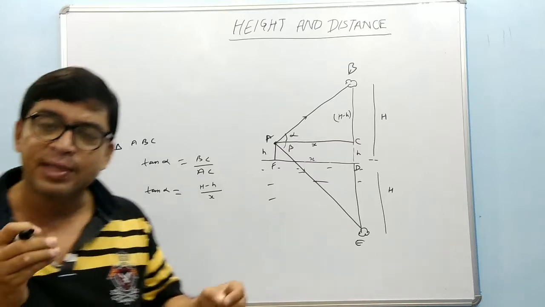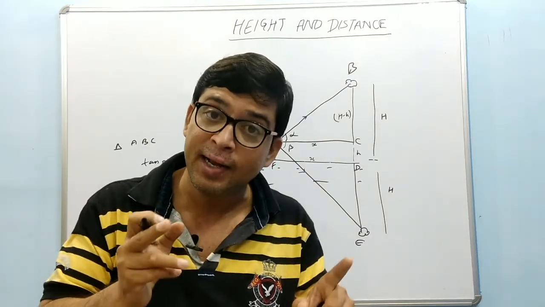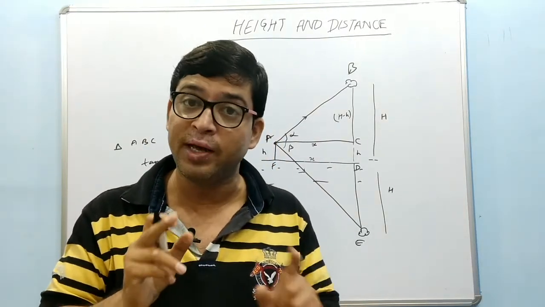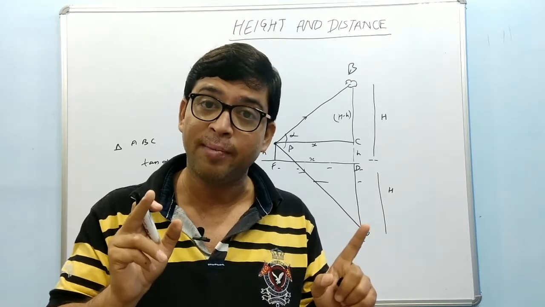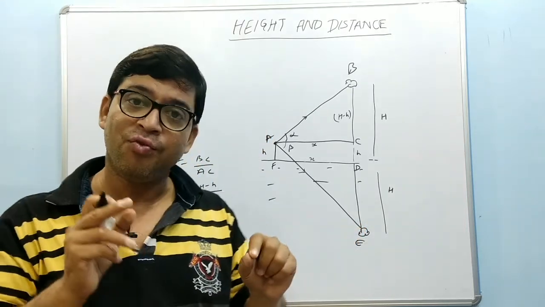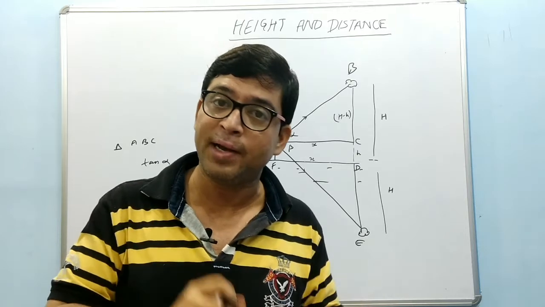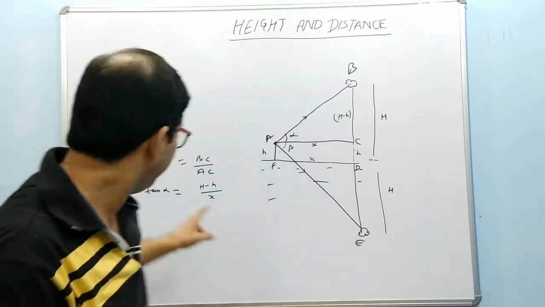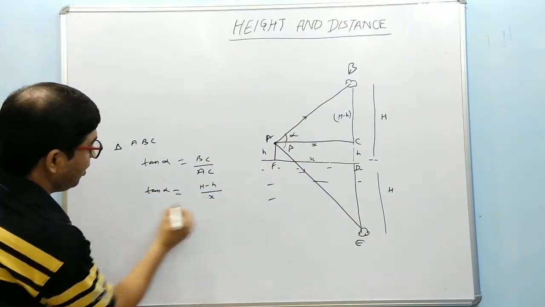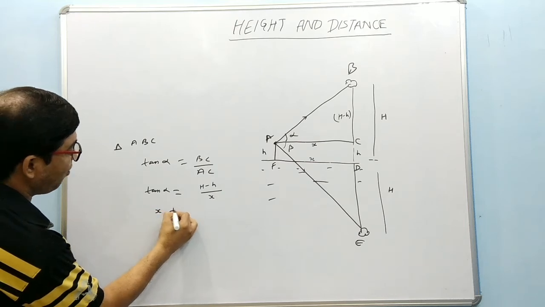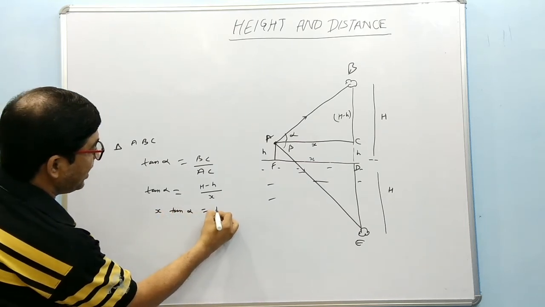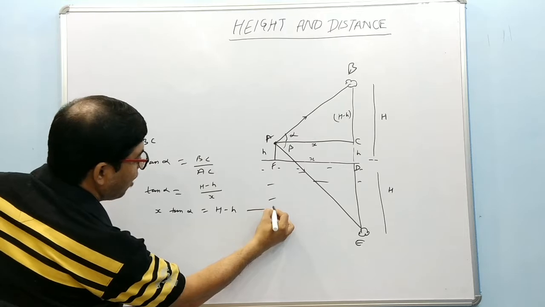The two variables here are capital H and x only. Small h is not a variable. So we have to form the equation in terms of capital H and x only. This is one relation. You can just write x tan alpha is equal to H minus h, equation 1.